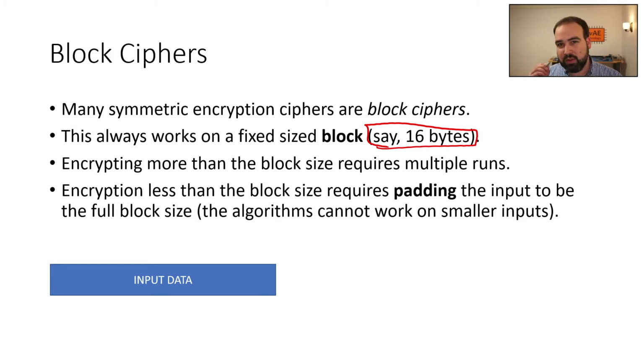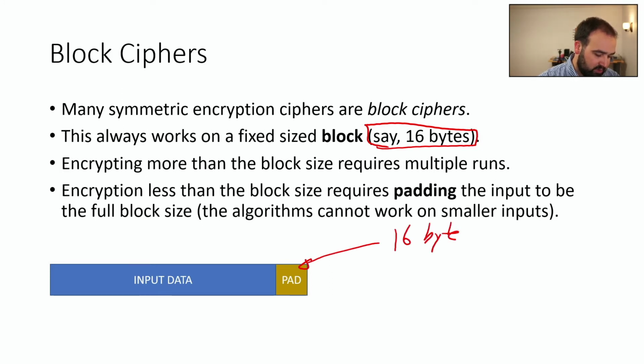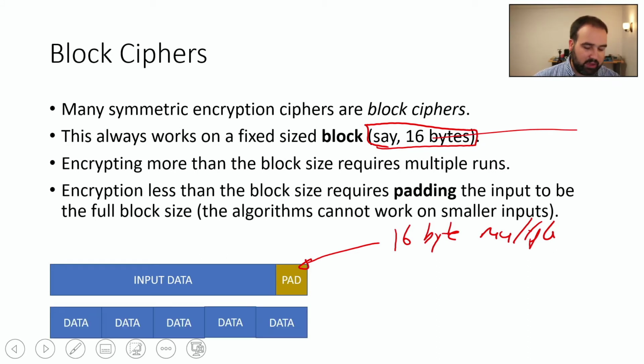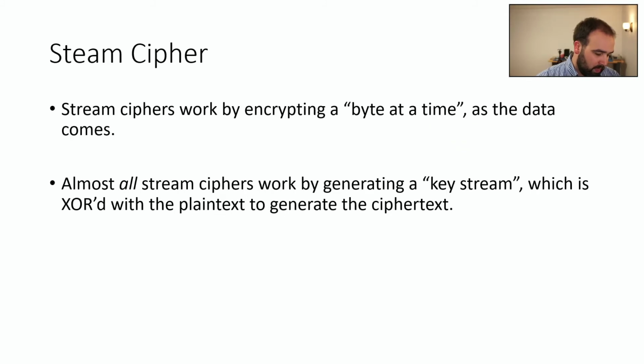If you don't have exactly 16 bytes on the last chunk, you have to pad it, so you add a little bit of data on. This pad makes it a 16 byte multiple so that the algorithm will work. And then if we padded it, we could split it up into the data and pass it through the algorithm.